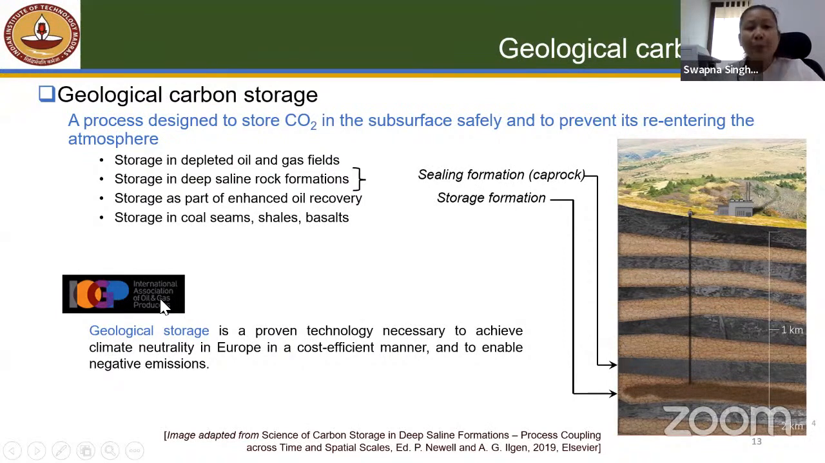It is reported by the International Association of Oil and Gas Producers that geological storage is a proven technology, necessary to achieve climate neutrality in Europe in a cost-effective manner and to enable negative emission. So if you're thinking this is not safe, it's already a proven technology. It's already happening in Norway, the US, and also in Europe. In India, the awareness is not yet fully there and geological carbon storage is not yet applied, but a lot of initiatives have been taken by the government in India to work in this field also.